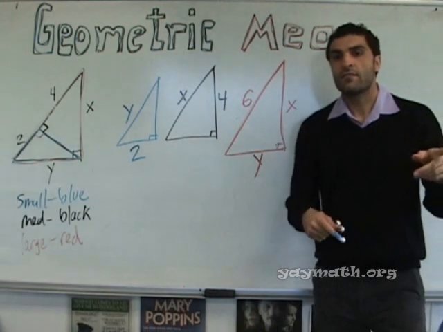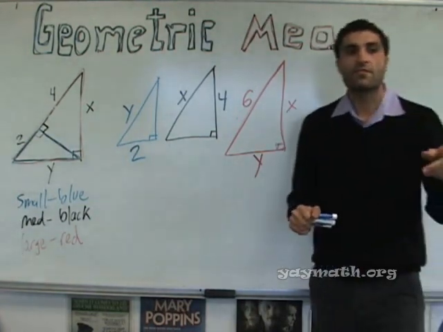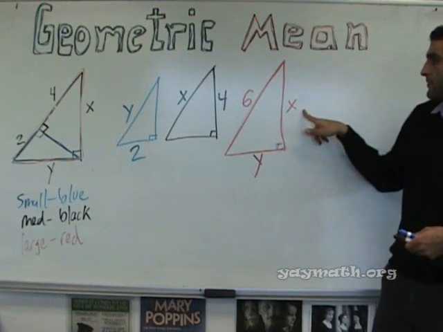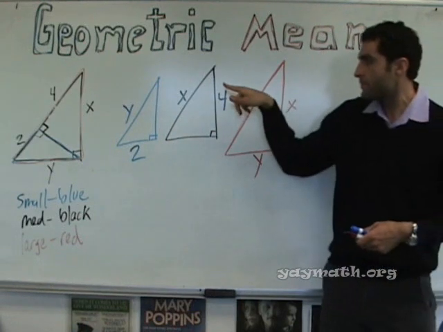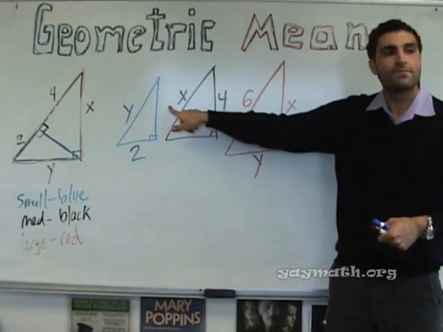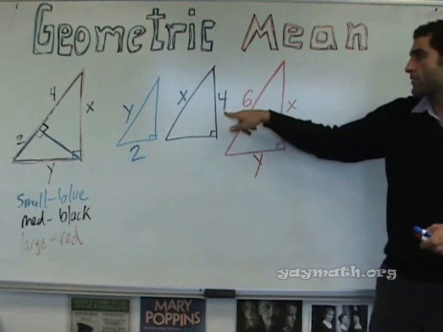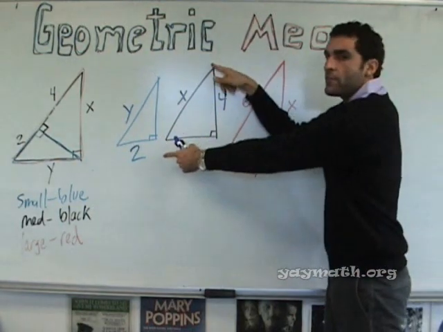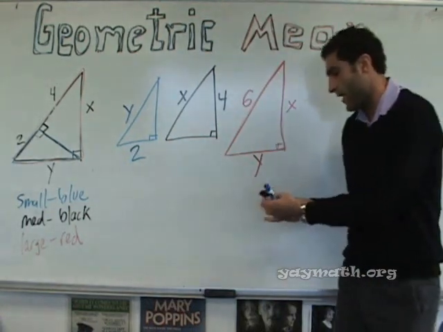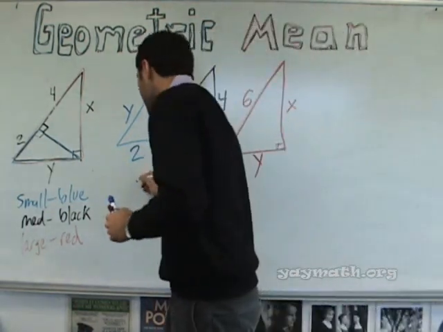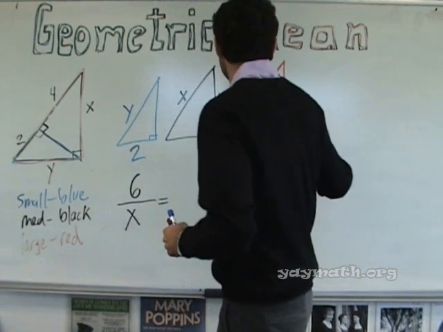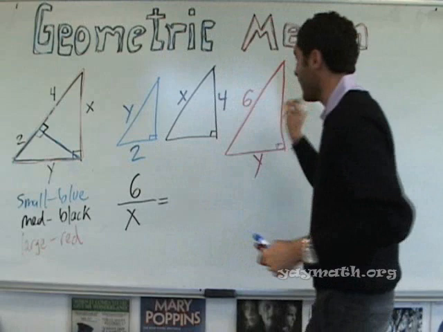Good, you've been great. Let's look at some new peeps. Yes, sir. 6 over X equals, over this X? Yeah, that's fine. 6 over this X, good. Equals X over 4. X over 4, right. Hypotenuse over hypotenuse equals long leg over long leg. That's right, write it. 6 over X equals X over 4.